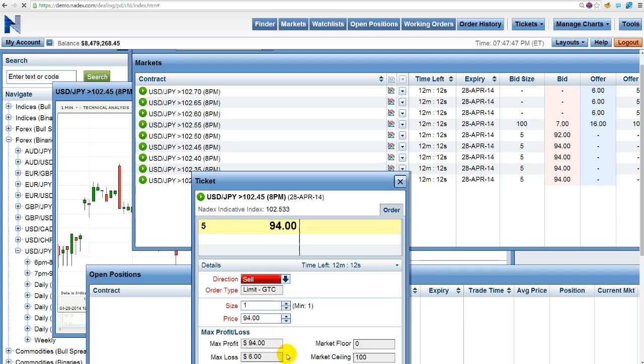Max loss $6. So if I sold for $94 and I wanted to make $6, what would I buy back at? $88. There you go. Okay? So sell high, buy low. Buy low, sell high. So it doesn't matter whether you're buying for 20 and selling at 80, or you're selling at 80 and buying back at 20. You can do them in either order. It doesn't matter. Okay? In the end, it's the same thing.